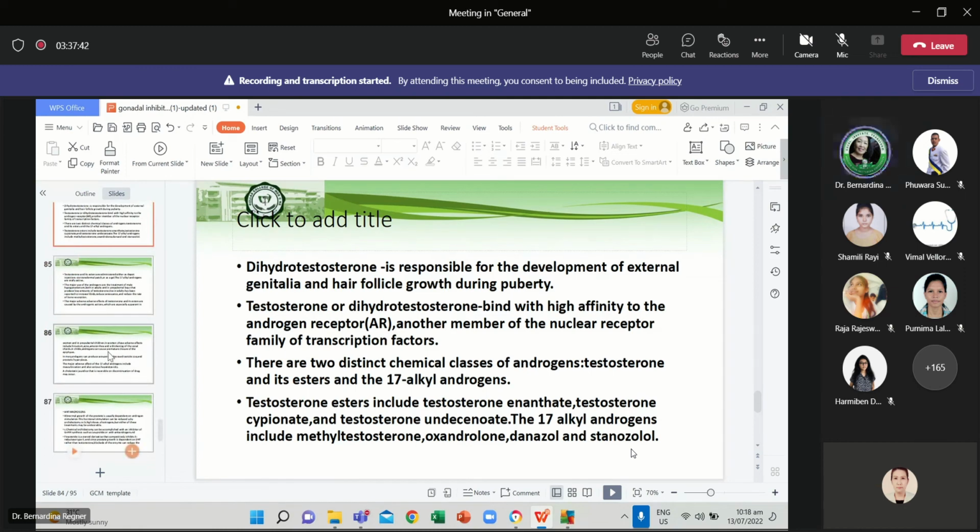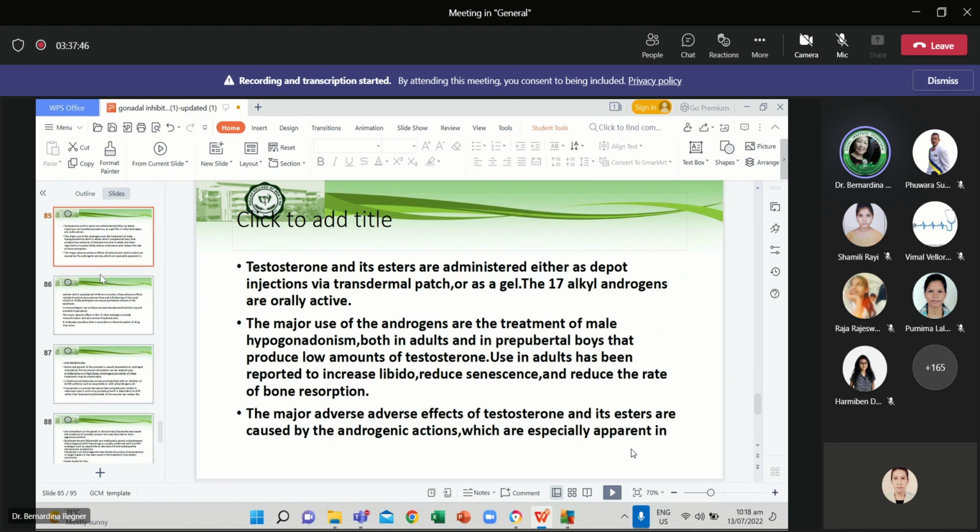Okay? They are administered either as depot injection, via transdermal patch, or as a gel. I repeat, how can you give your testosterone? Either as depot injection, transdermal patch, or as a gel. Your 17-alkyl androgens are orally active. Now, the major uses of your androgens.